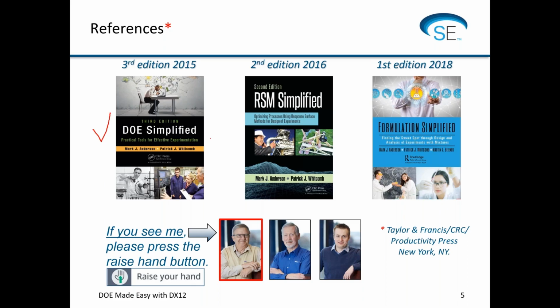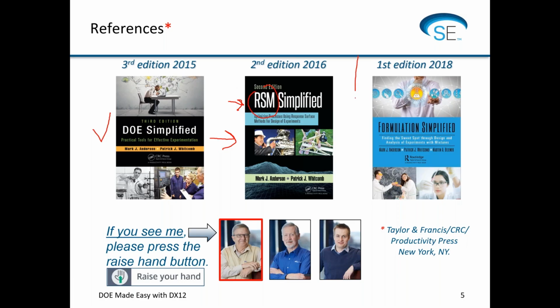Now, if you're going to move on to optimizing any kind of a process, and this could be a manufacturing process, it could be an analytical column that you're trying to optimize, whatever it might be that has numeric factors, the tool of response surface methods, or RSM, is very useful as a follow-up to screening and characterization that you get from the factorial designs that are covered in DOE Simplified. So the second book then that is a companion to the first is the RSM Simplified.